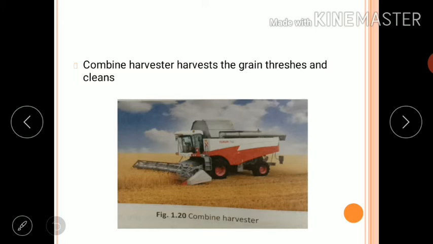Some farmers use the combine harvester that not only harvests the grains but has another machinery that even threshes and cleans the grains. Special harvesting machines are available for specific crops like cotton, corn, potato, and many other such crops.